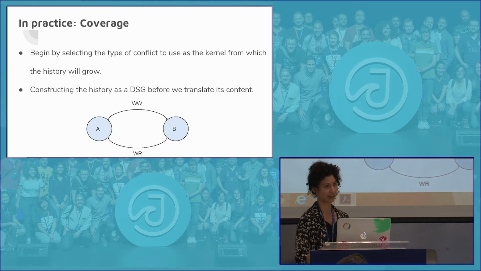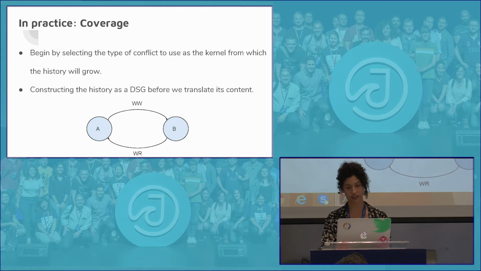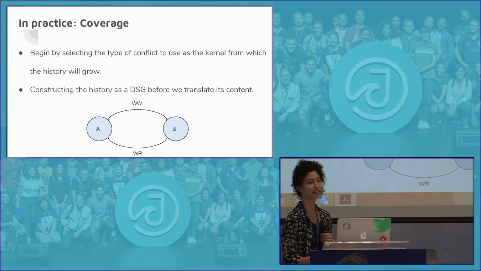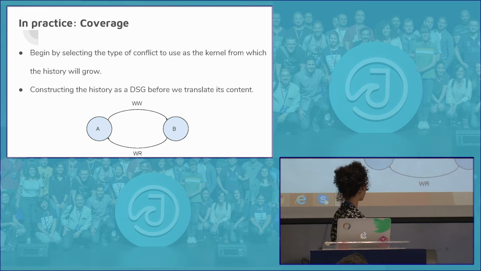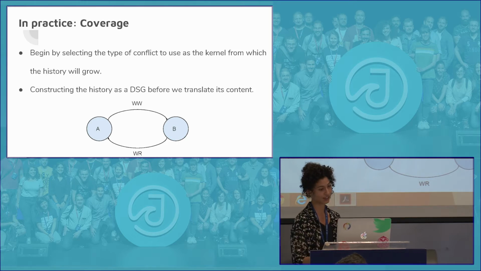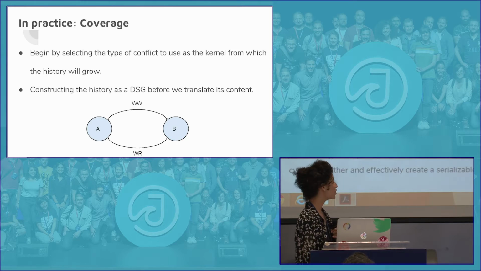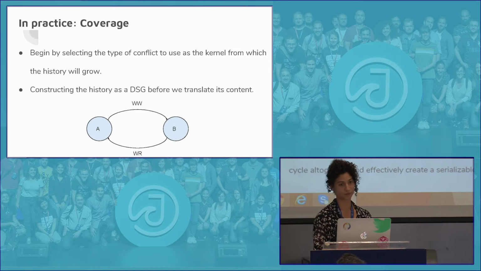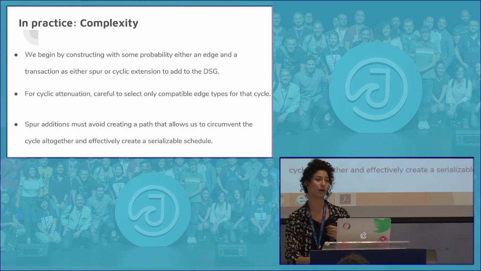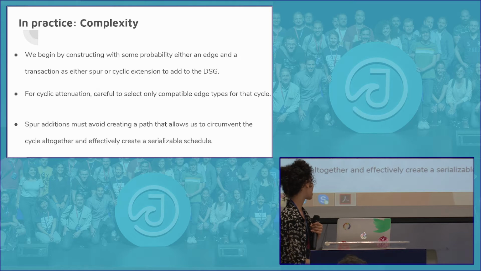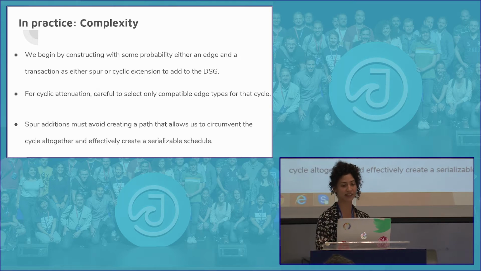And what this looks like in practice, what this looks like in implementation, translating into theory, is we start out with this directed serializability graph of two transactions. You pick your initial kernel cycle, and this will be the one from which we grow. We're going to start modeling that and move into expanding its complexity. You're going to start manipulating that graph based on type. We're going to modify it with some degree of randomness, adding spurs, or increasing the dependency edges within the cycle.